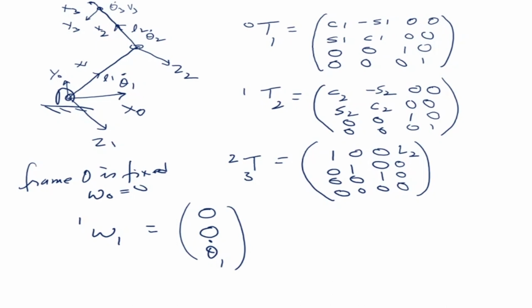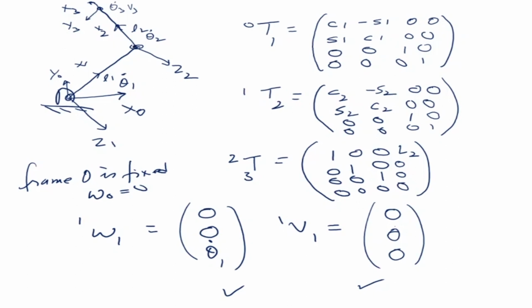Okay, what is v1? Now we are saying the origins of the two frames are the same, right? So there is no linear velocity there. They can move apart. So v1 is equal to 0 0 0. So we see that the first axis has angular velocity and no linear velocities. Now what about the next one? So the next one is here.